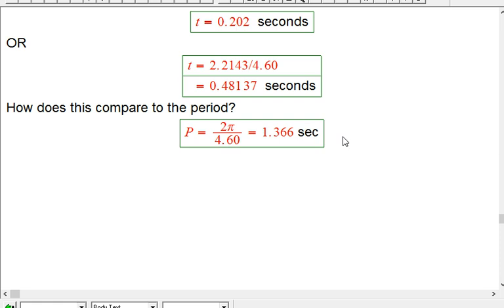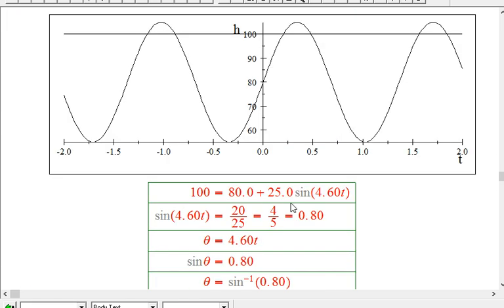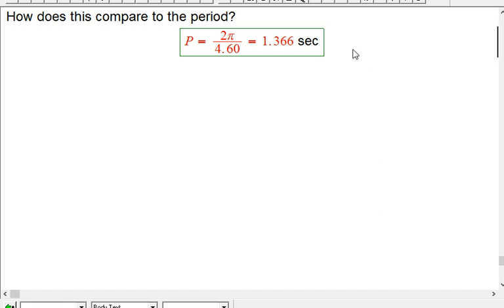Okay, so we've got 2 of our solutions, 0.2 seconds and 0.48 seconds, and we want to know the other ones. So there's 2 strategies. One is to go back to the theta, this angle, and add 2 pi's repeatedly to think about coterminal angles. And then the only thing is that's not the variable we wanted, and we'd have to repeatedly divide by 4.60. It's not horrible, but there's a smarter way to do it, which is these two hits of the right height are going to repeat every period. That's what the period means. It's how often things repeat.